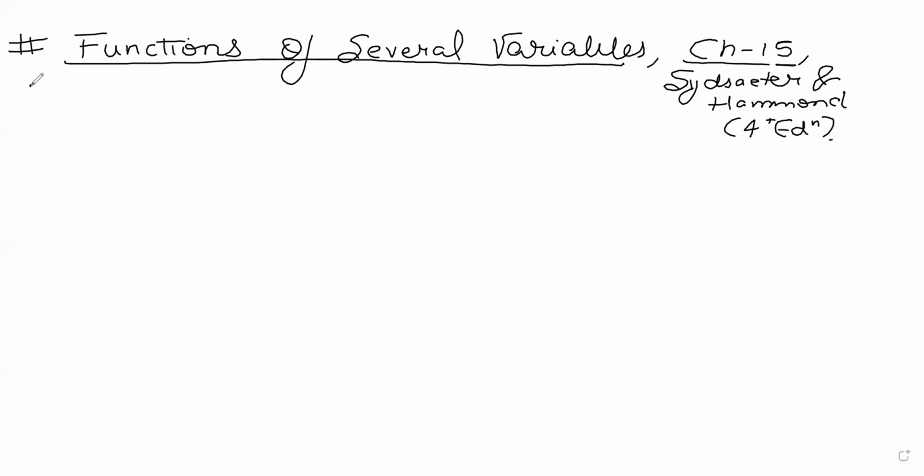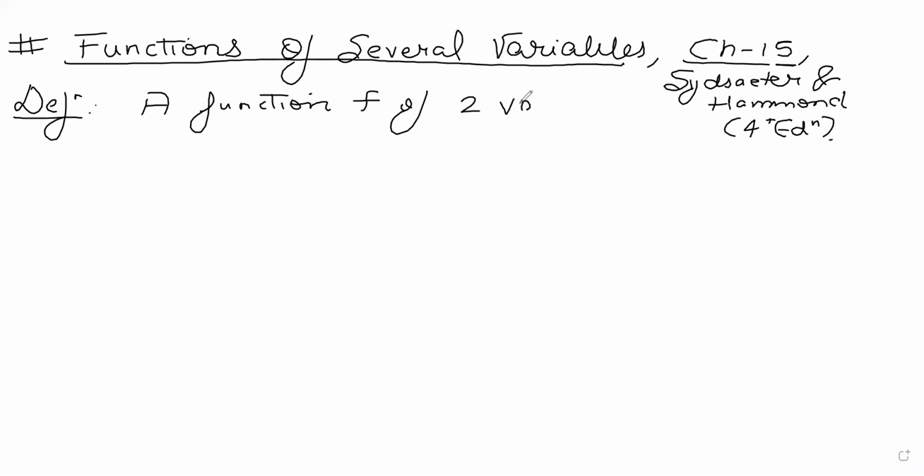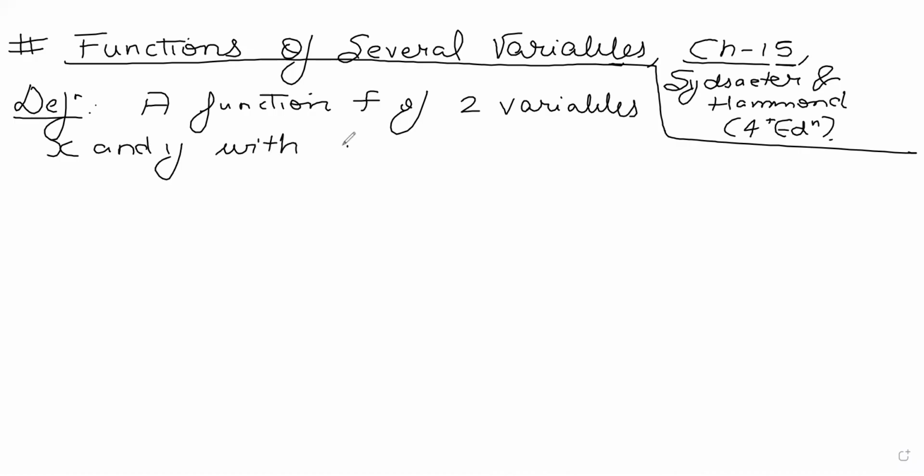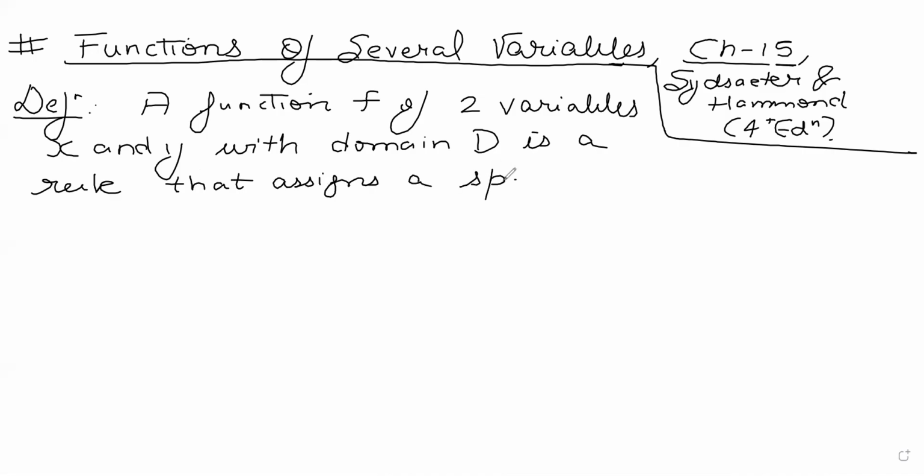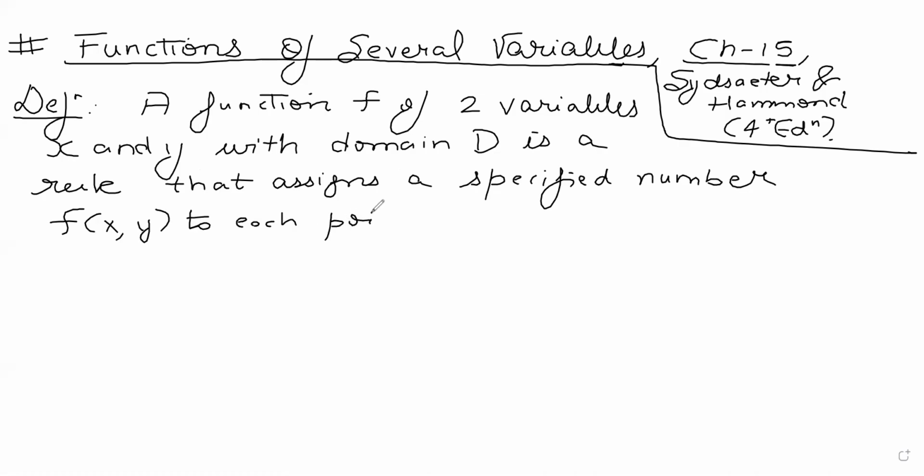So we can now write the introductory definition first. A function f of two variables x and y with the domain capital D is a rule that assigns a specified number f of x, y to each point (x, y) in the domain.